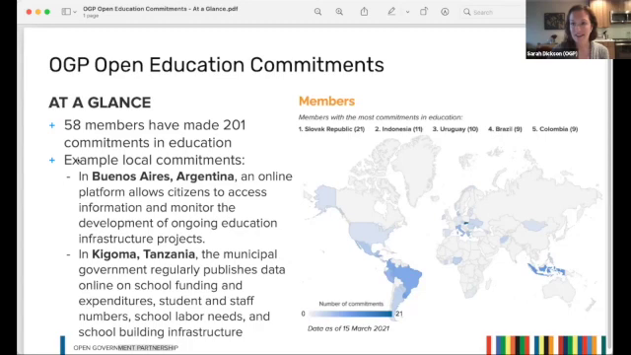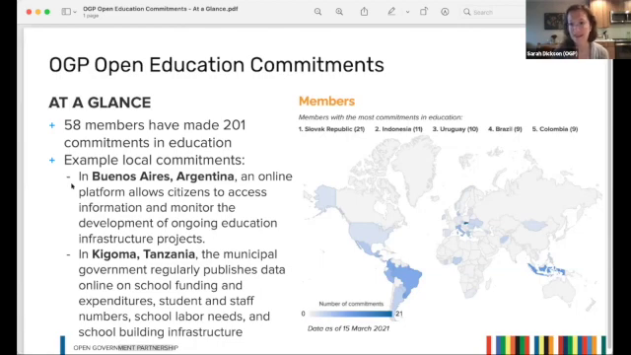I just wanted to highlight two commitments because these are coming from local members of OGP. First, we have a commitment in Buenos Aires that is an online platform that allows citizens to access information and monitor the development of ongoing education infrastructure projects. We also have a commitment in Kigoma, Tanzania, where the municipal government regularly publishes data online about school funding, expenditures, students, staff numbers, school labor needs, and school building infrastructure.